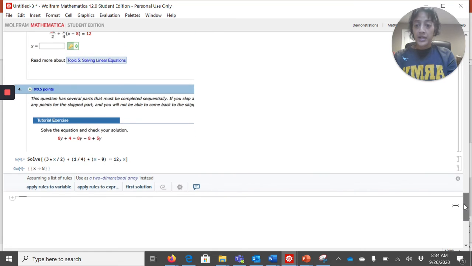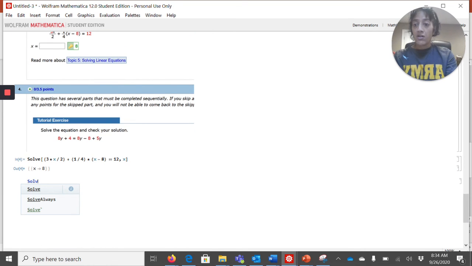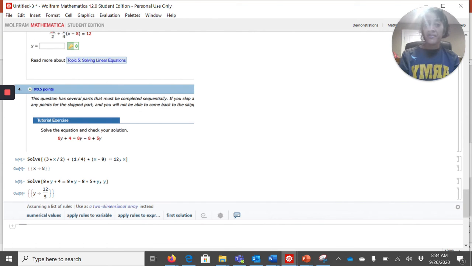Let's do that last one. Solve 8 times y plus 4 double equals 8 times y minus 8 plus 5 times y for y this time. Shift-Enter, y is 12/5. So yes, it does. It's incredible what it does. You're seeing the tip of the iceberg of what Wolfram Mathematica can do.